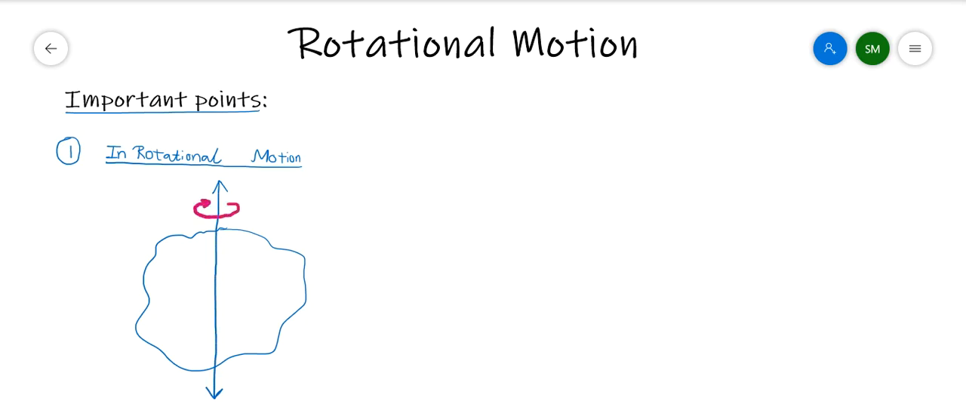When the body rotates, it is made up of a large number of particles. Let's say this is one particular particle of mass m1 and this is another particle of mass m2, and in this way many particles are there. The distance of this particle from the axis is r1 and the distance of this particle from the axis is r2. These r1 and r2 are different from each other, as you can see in the diagram, so the r distances are different for different particles.